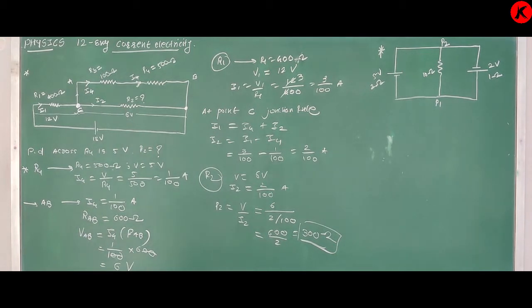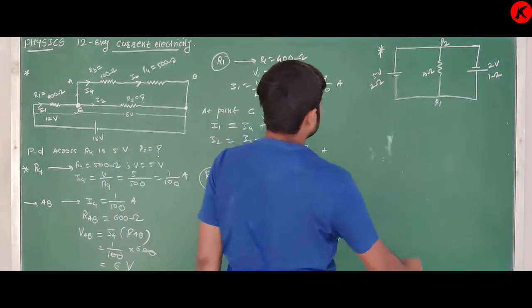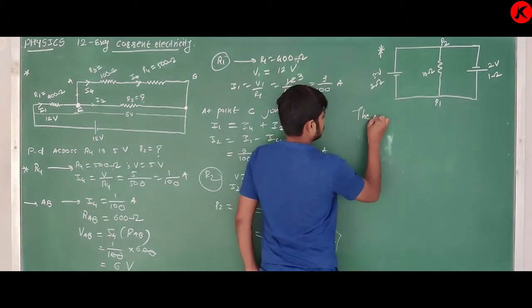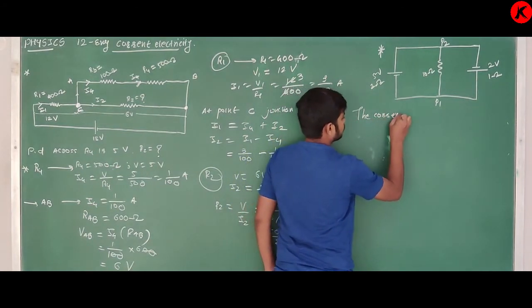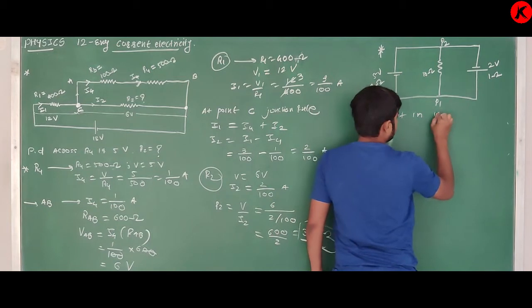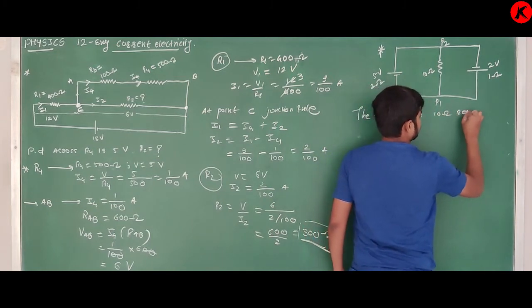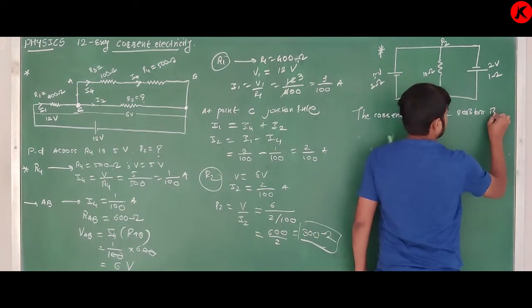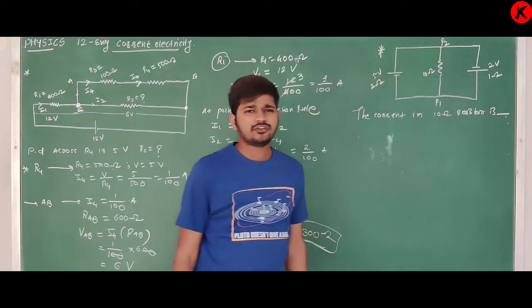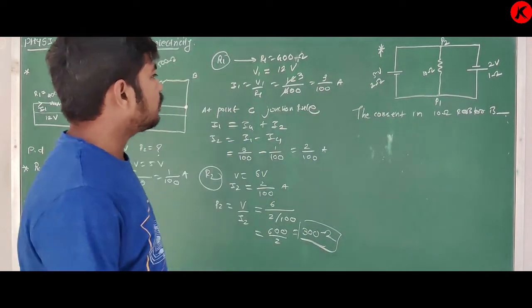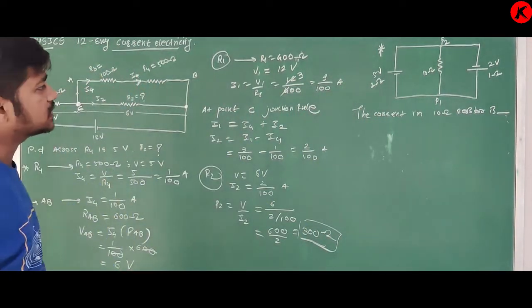Again, you are given one circuit. Your question is: the current in the 10 ohm resistor is blank. You have to find what is the current flowing through the 10 ohm resistor.